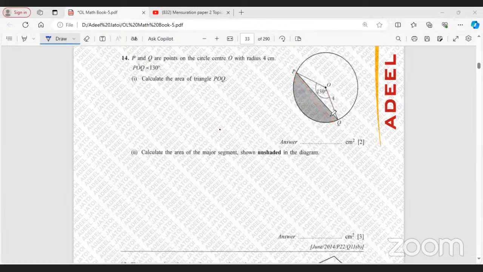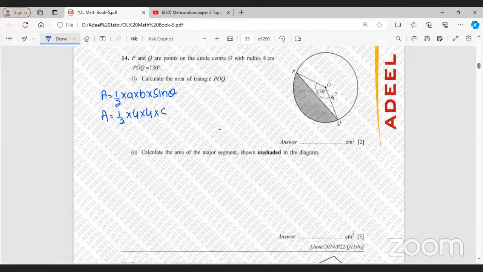So can we work upon this and say that your area will be half into a into b into sine theta. This is your general formula when you have a non-right-angled triangle: half into a into b, where a and b are the adjacent sides of the angle. So if we are taking this angle, we take the adjacent sides. So this is going to be half into 4 into 4 into sine 130 degrees.